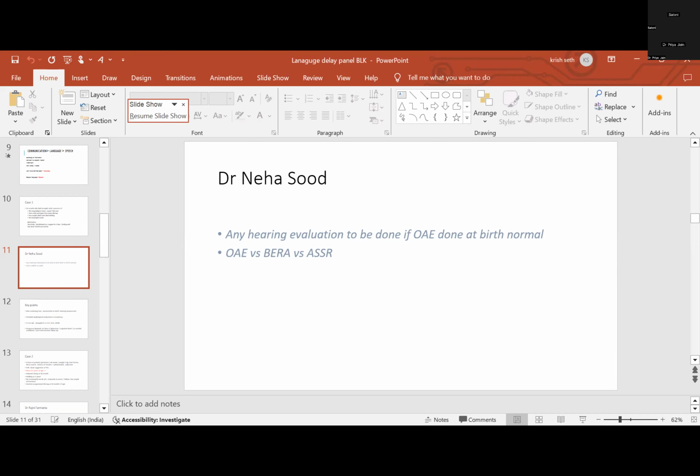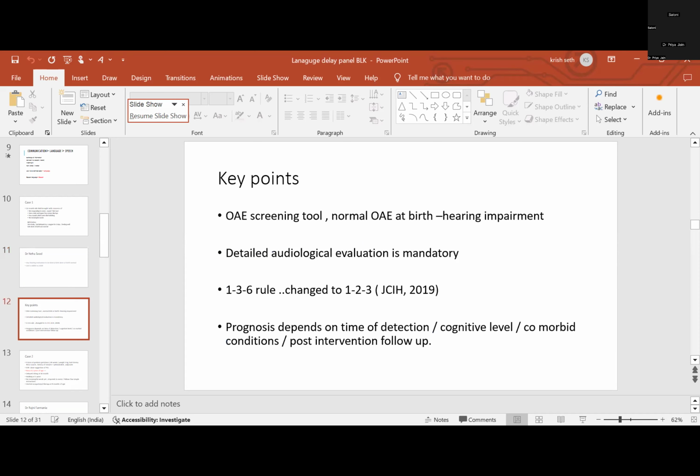Great. Thank you so much, Dr. Neha. And from your case, I guess the key points would be, when we talk about the screening tool, OAE normal is a screening tool. But if we do see language concerns, even as early as 1 year of age in any child, we have to consider a detailed audiometry, which would include a detailed BERA at all decibels and even ASSR.